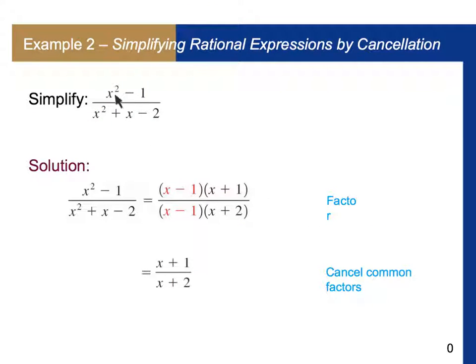Okay, so for this example, we're going to simplify this rational expression. We start by factoring the numerator and denominator. This is a difference of squares on the top, so x squared minus 1 is x minus 1 times x plus 1. And if you factor this quadratic on the bottom, we get x minus 1 times x plus 2. Notice we have a common factor of x minus 1, so we can cancel those out. That gives us x plus 1 over x plus 2, which is the simplified version.